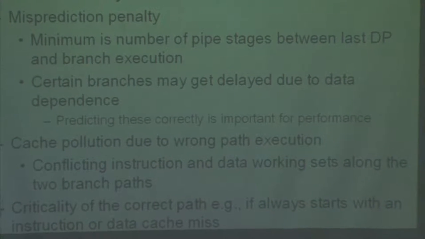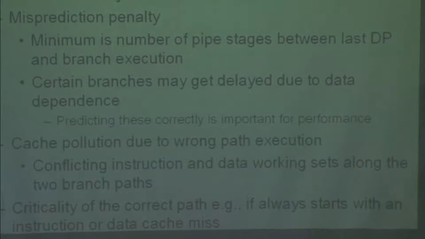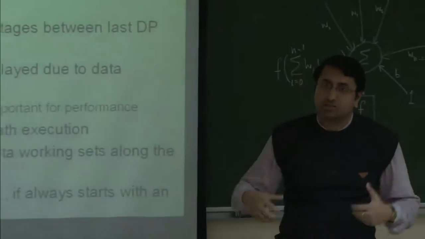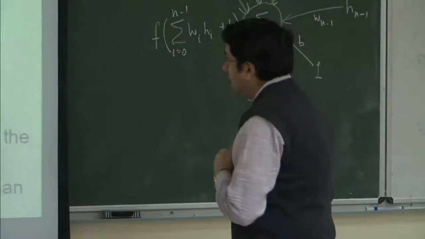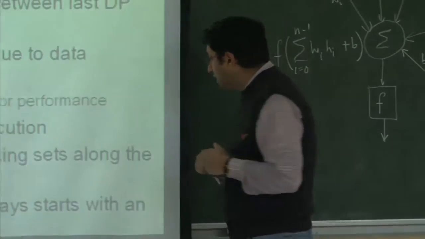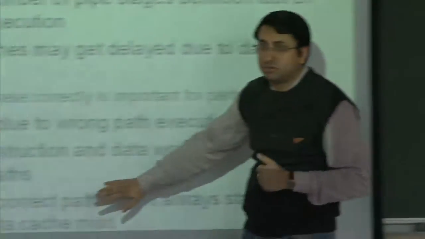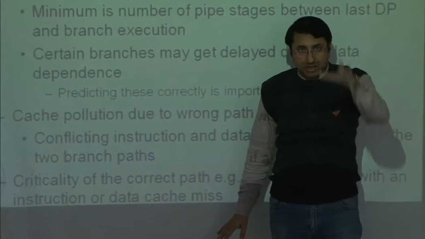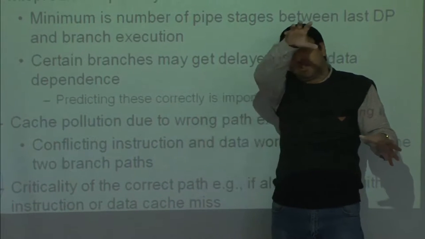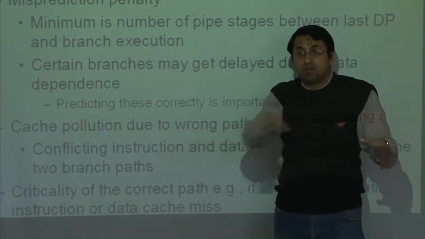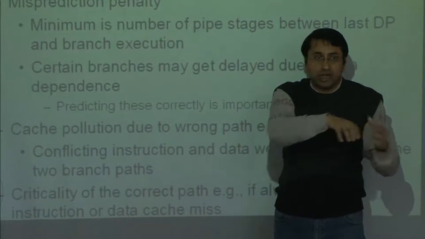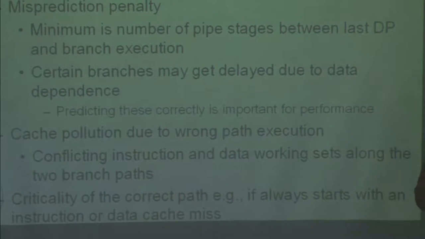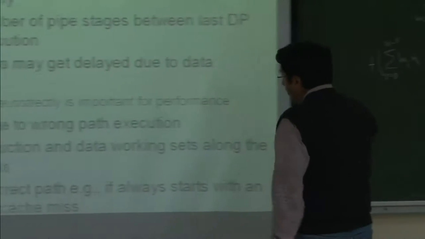The second point, criticality factor, is cache pollution due to wrong path execution. When you're going along the wrong path, you're bringing data and instructions into the data and instruction caches, right? Conflicting instruction and data working sets along the two branch paths will cause a big problem. For example, suppose along one path you have certain instructions in the cache. When you go the wrong path, these instructions may conflict with those in the cache and may evict them. So next time when you come along the correct path, you'll start taking instruction cache misses. The same may happen with the data.